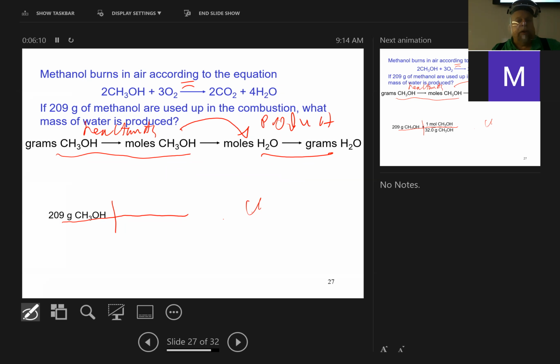So you start with 209 grams of methanol. 32 grams of methanol is 1 mole. What cancels? Grams of methanol, very good, okay? Then you go to the next stage. Now, what are you doing when you have the next stage here?